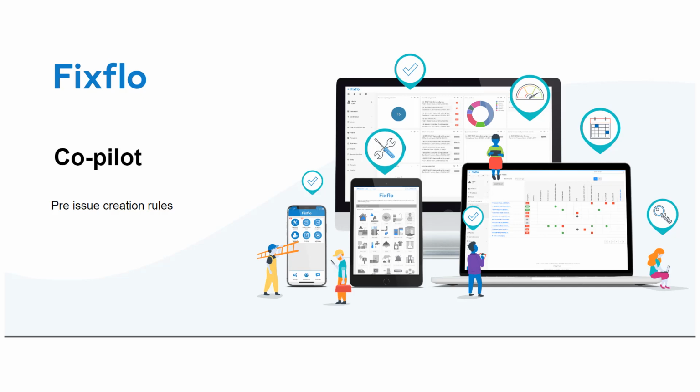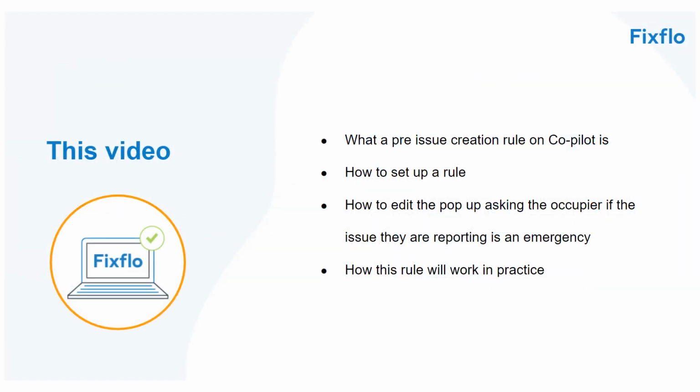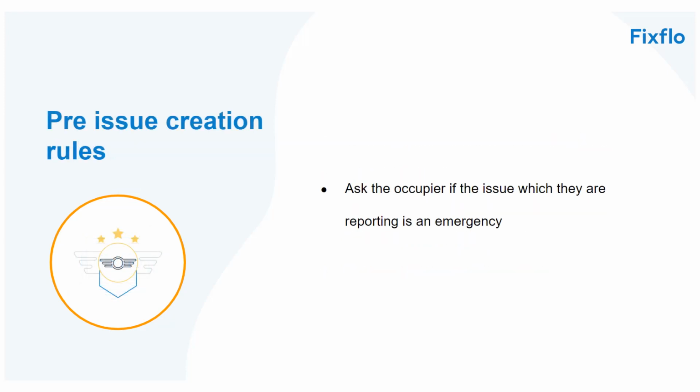This video will explain what a pre-issue creation rule on Copilot is, how to set up a rule, how to edit the pop-up asking the occupier if the issue they are reporting is an emergency, and how this rule will work in practice. You can create pre-issue creation rules on Fixflo, which allows you to ask the occupier if the issue which they are reporting is an emergency, allowing you to add an extra level of triaging prior to taking any action on the report itself.